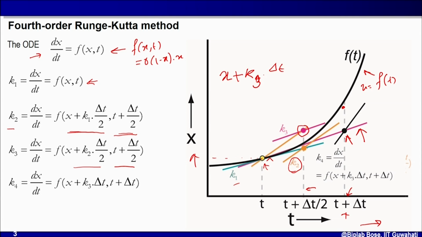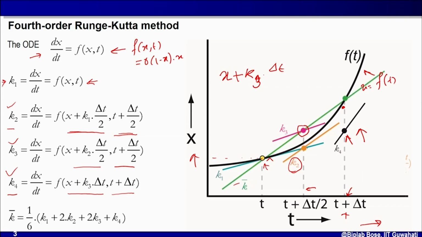Now at this black point, I draw a black line having a slope dx dt. So the slope of that line will be k4, which is equal to dx dt at that point. At that point, the dx dt will be function of x plus k3 delta t and t plus delta t. So the coordinates here, the t is t plus delta t and x is x plus k3 delta t. So I can calculate the slope at that point. So what I have now is four slopes: the original k1, k2, k3 and k4.